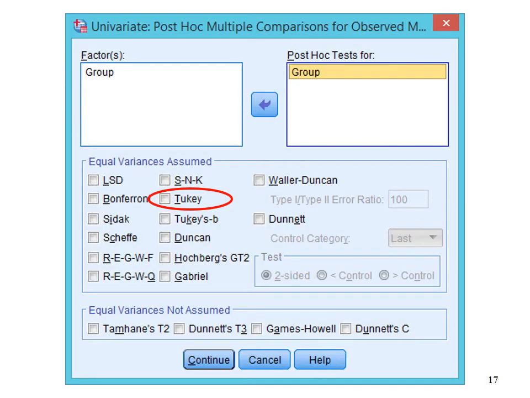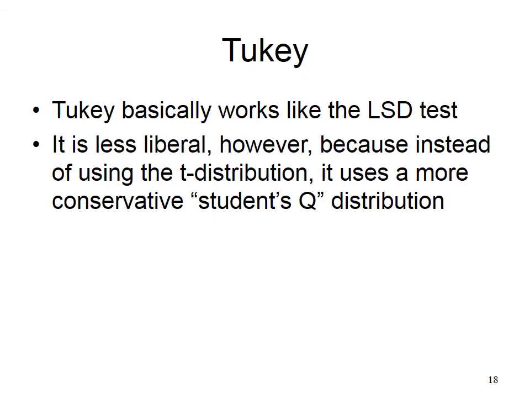Now, there's Tukey. Tukey comes highly recommended by a number of authors, including Andy Field and the guy I just mentioned, Andy Karpinski. So let's have more of a look at that. Tukey basically works like the LSD test. It is less liberal, however, because instead of using the T distribution, sometimes called the student's T distribution, it uses a more conservative student's Q distribution of sampling error. That helps guard against type 1 error.